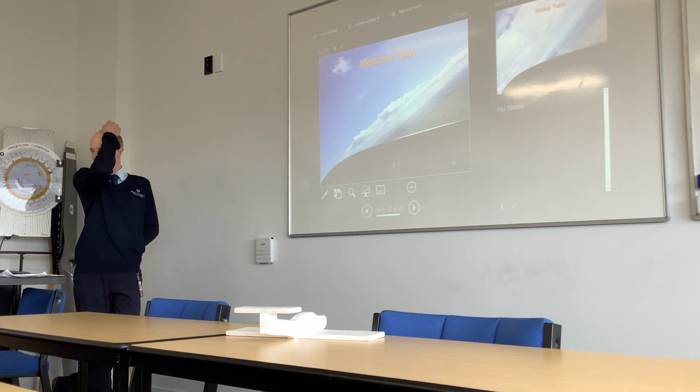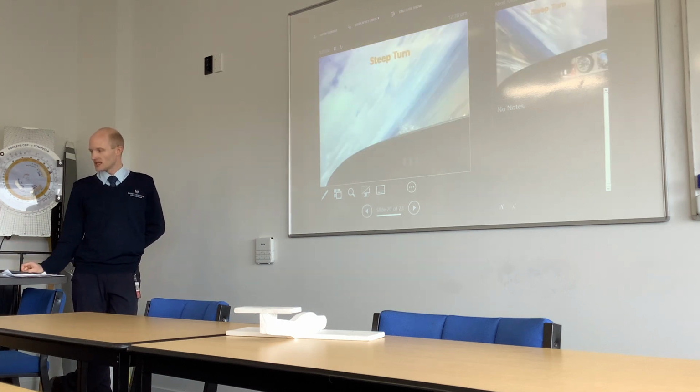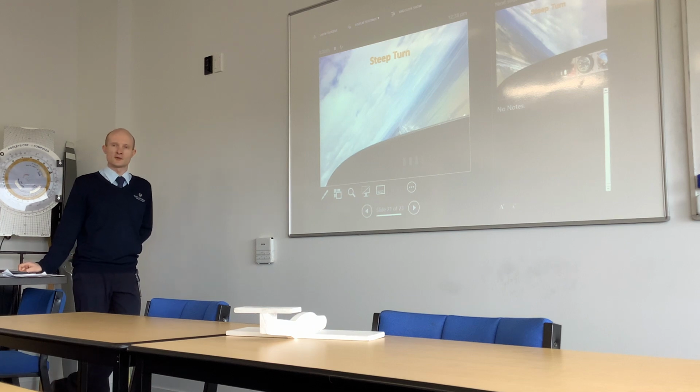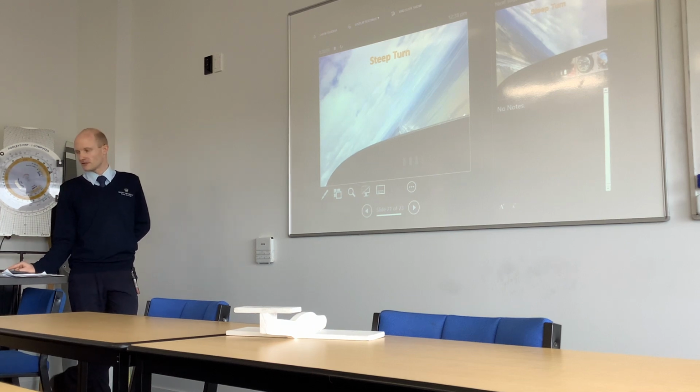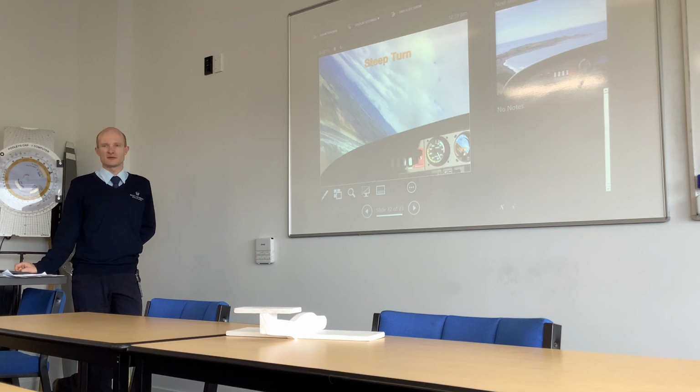Here it is for the medium turn to the right. Here's the steep turn to the right. Note the nose is still in the same place on the horizon, but now the cowling's at a 45-degree angle of bank. Steep turn to the left, still the level attitude. Now the cowling is at a 45-degree angle of bank.